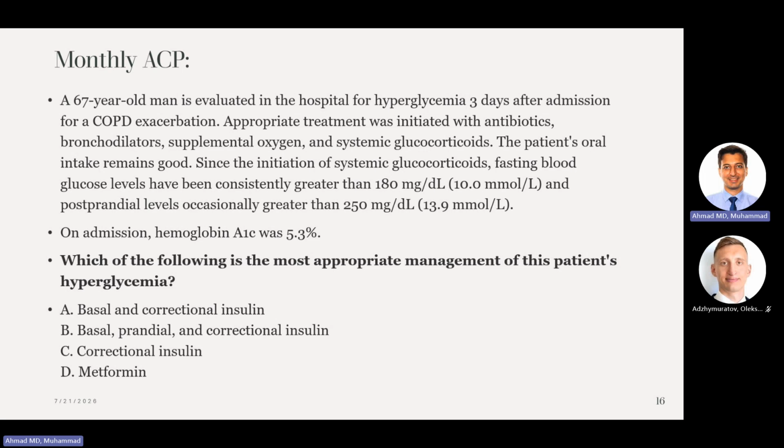Let's get the intern to read one of these. These are no trick questions. They're straightforward. Who wants to read it?